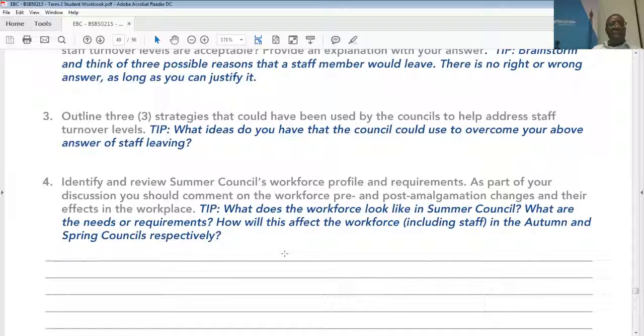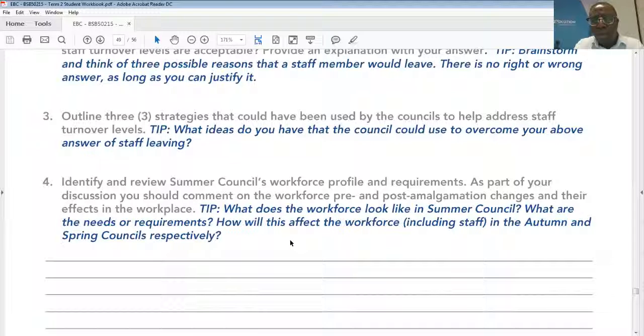Number 4, identify and review Summer Council's workforce profile and requirements. As part of your discussion, you should comment on the workforce pre and post amalgamation and their needs or requirements. So you've got to point out the workforce profile, how many people worked in Summer Council, right? So it was Spring and Autumn, they merged. What numbers did they come up with? What's the total number? What are the roles that they decided they'll carry forward?